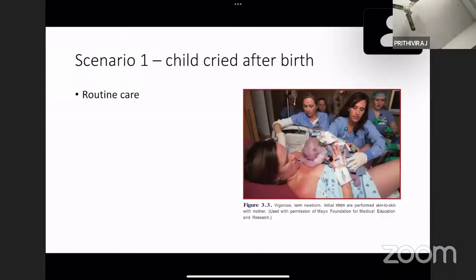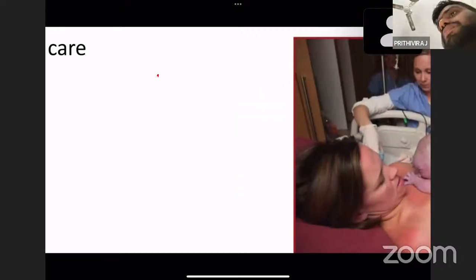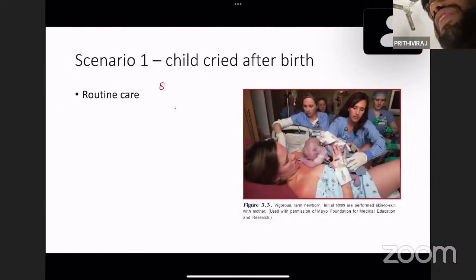Okay, so scenario one, simple. If a child cried after birth, this is the normal scenario. It occurs in 85% of deliveries, which I said earlier. In 85% of deliveries, the child cries, so they have a normal transition. So what will you do for this baby? As per the recent guideline, in any hospital, any child who was born by normal vaginal delivery and cried immediately after birth, you go for a strategy known as routine care.